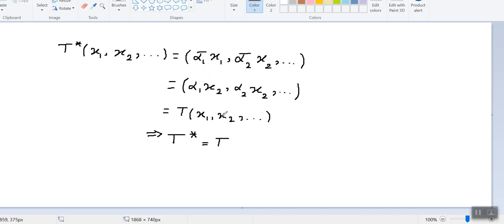And what is this actually? This is T of x, right? So from this discussion, you can see that T star equals T. So what does it mean? It means T is a self-adjoint operator, and definitely automatically is normal, right? Because when T star equals T, it is easy to see that T star commutes with T, or T commutes with T star.